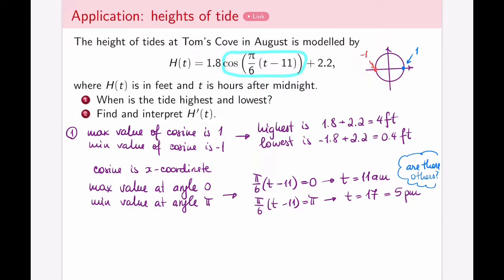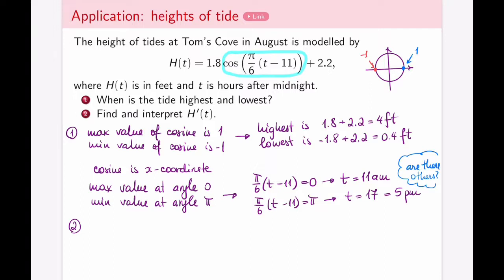So think about how we will compute these various other occurrences of the needed angle and how many of them I have to actually take care of. Okay, think about that. This is a little bit of homework for you. Let's take a look at the second part of this question here. Find and interpret h prime of t.